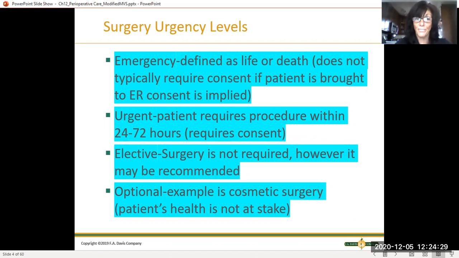Then we have elective surgery. Elective surgery means it's not required, but it's highly recommended. You have really bad osteoarthritis in your knee and you really would benefit from having a knee arthroplasty done. And then optional. With an optional procedure, the patient's health is not at stake, right? A good example of that would be cosmetic surgery. You don't need your boobs lifted, but you want them lifted, right? So that's what that's about.